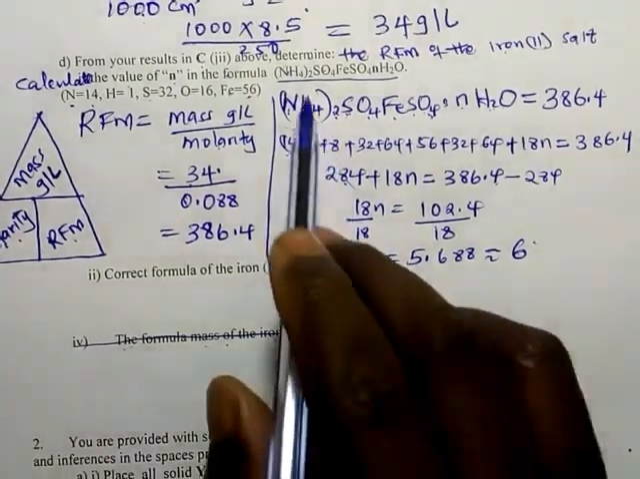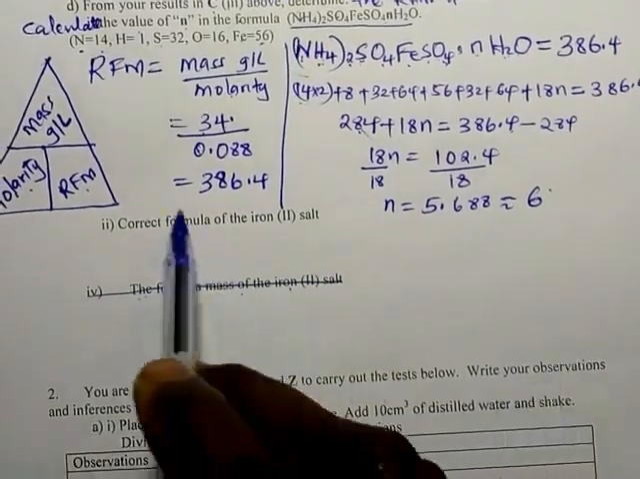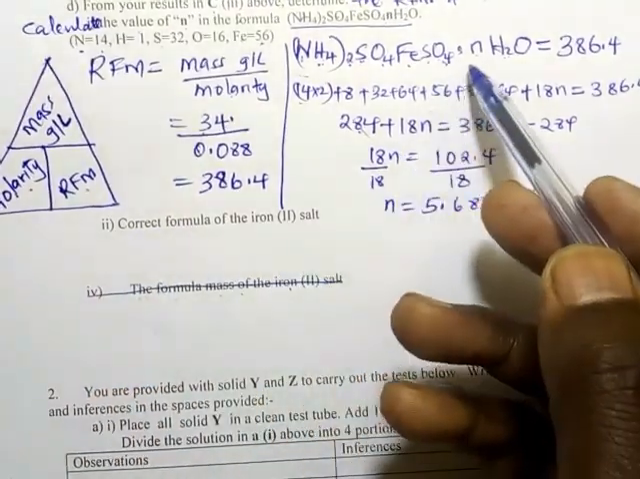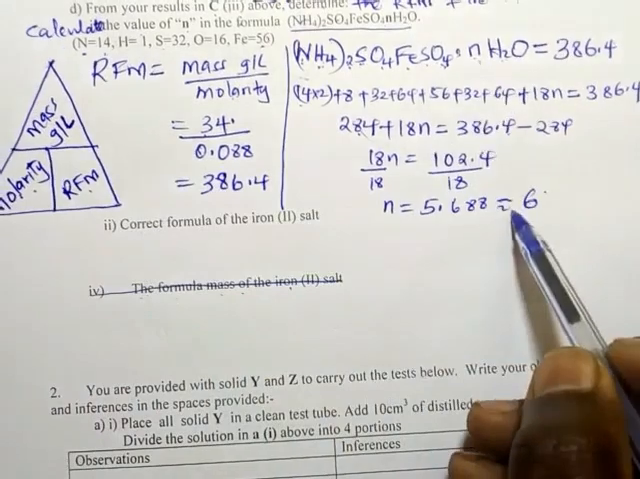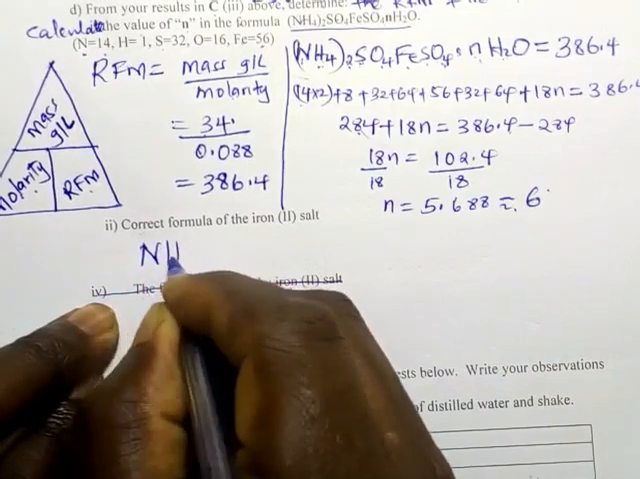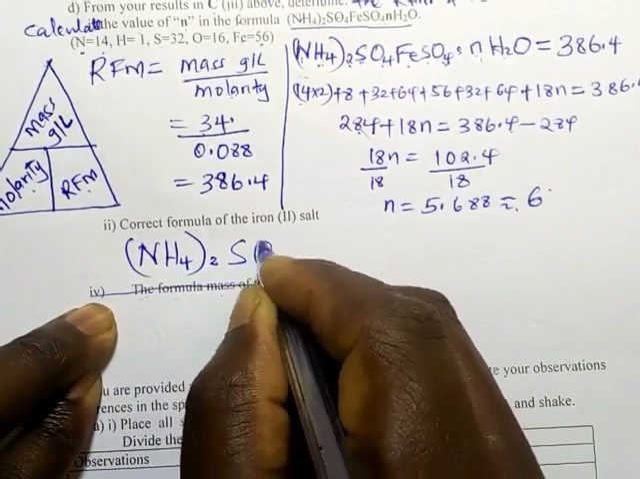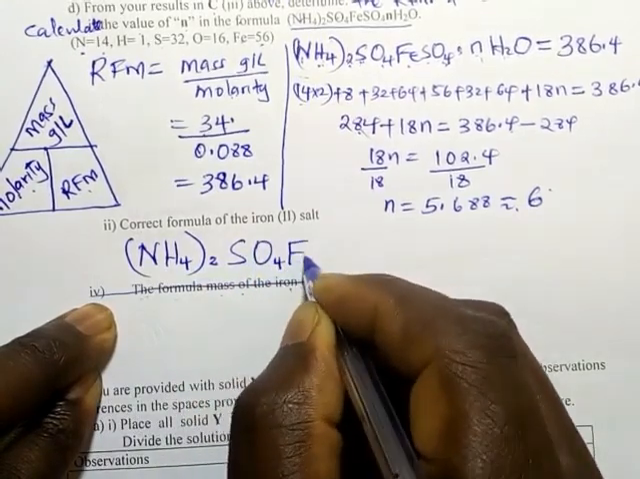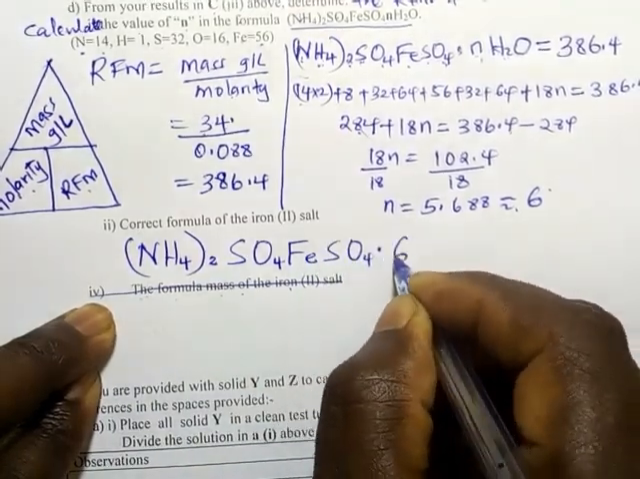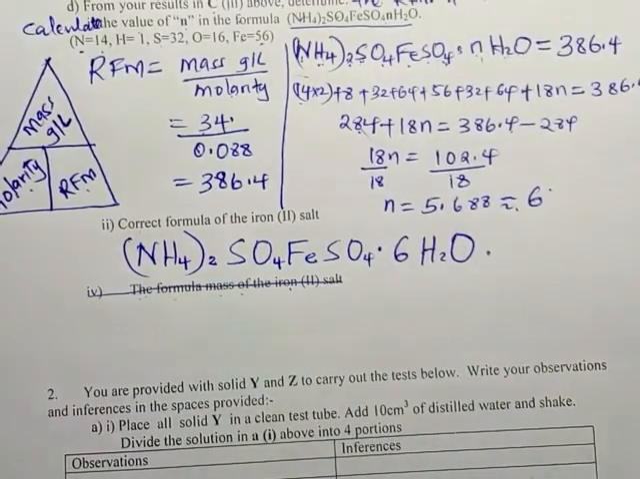So that is the value of N in this salt. Determine the correct formula for the ion. So the formula, we are going to replace N with the 6. Like that.